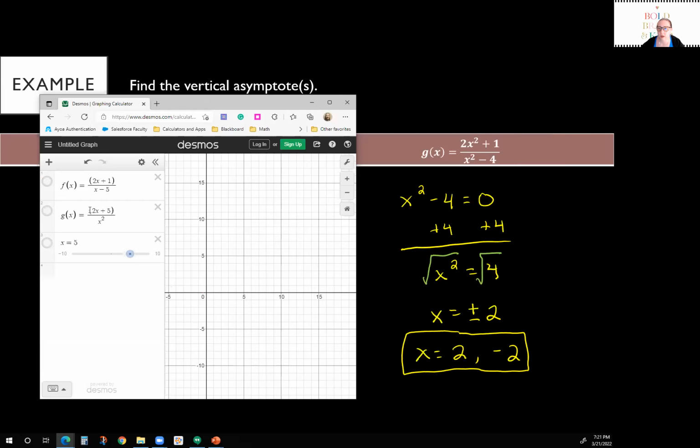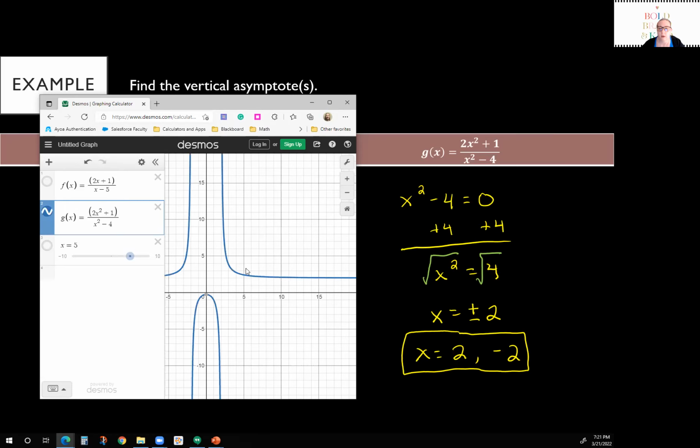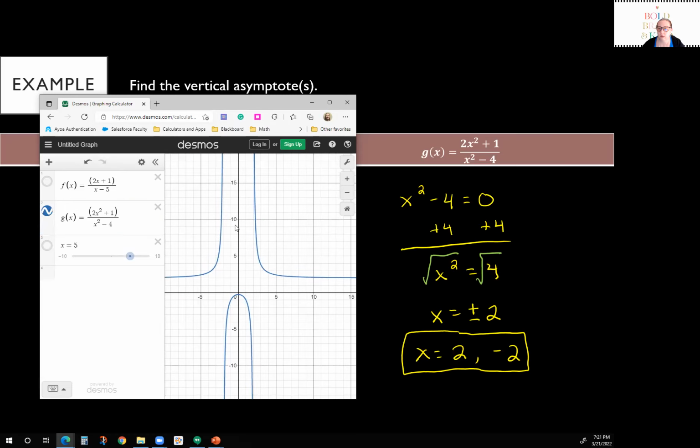Now let's look at our g of x here. 2x squared plus 1, I actually put squared, divided by x squared minus 4. Okay, so here, this has two asymptotes, and you can see that because there appear to be two places where our graph is becoming vertical. One here, which is at about -2, and then one here at +2.